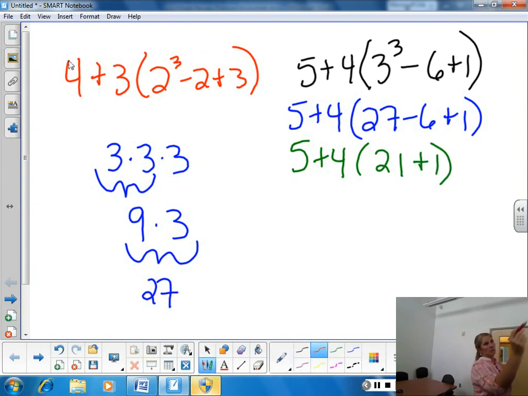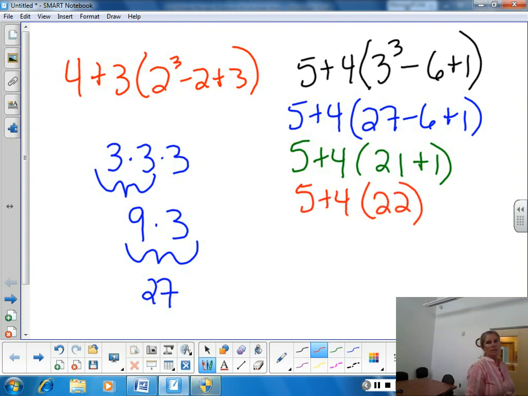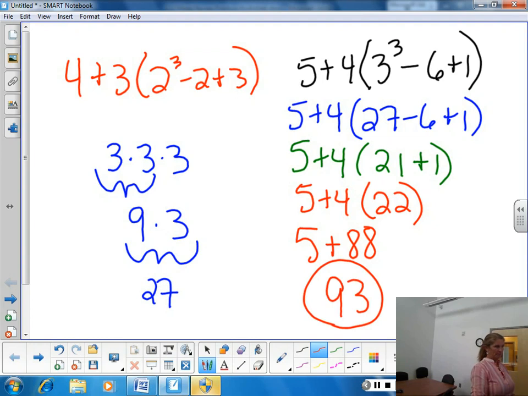Next, I'm going to continue inside the parentheses. Remember, parentheses are just one of many grouping symbols, and you always work inside the grouping symbols. You might have brackets or braces, but they're still the same meaning. What I have left now is addition and multiplication, and I'm going to do the multiplication before I do the addition. So I have 5 plus 88. And when I add those together, I get 93.